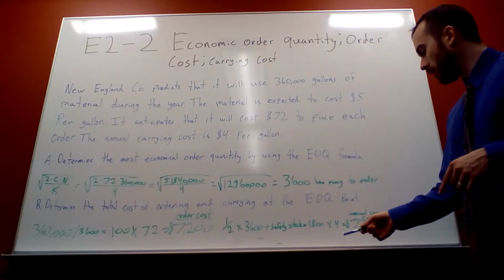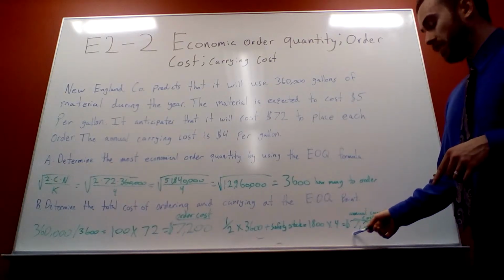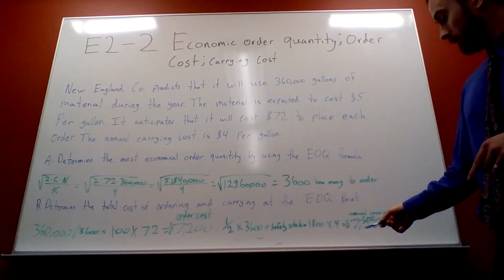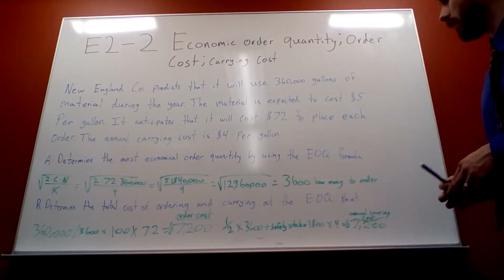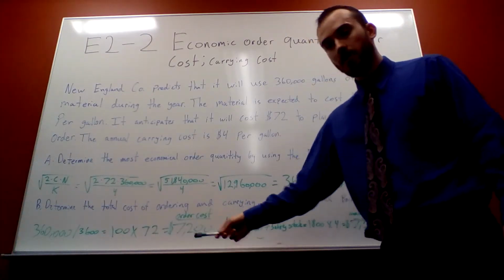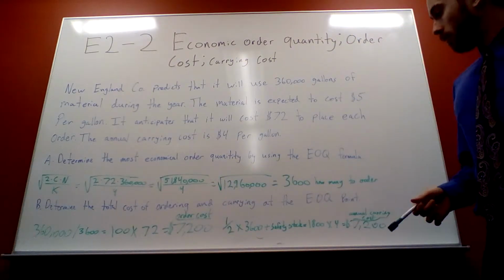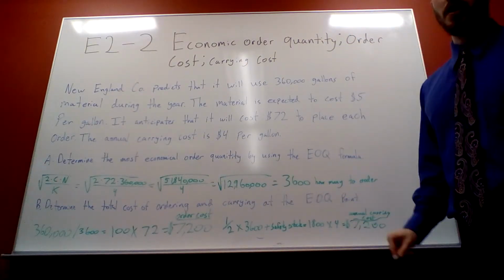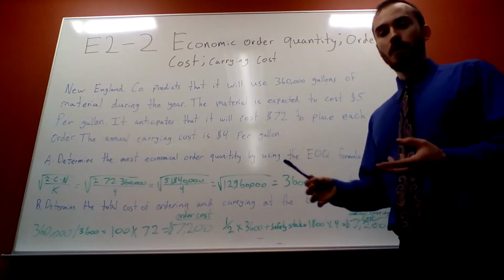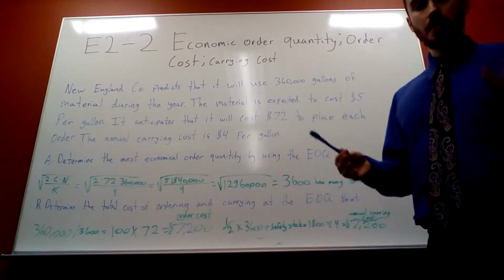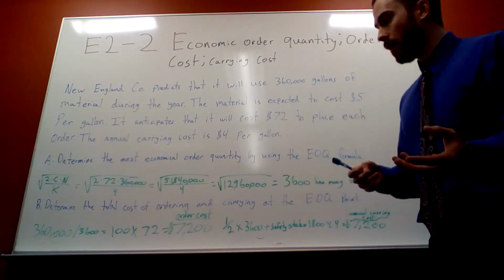1,800 times 4 equals $7,200. So $7,200 is our annual carrying cost. As you can see, our order cost matches our carrying cost, which is a perfect balance. And that's what the EOQ does for us. It helps us balance out the cost of carrying the stuff versus the cost of ordering it.